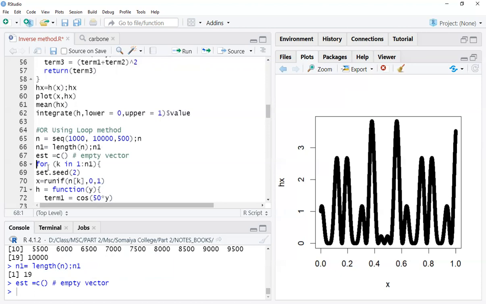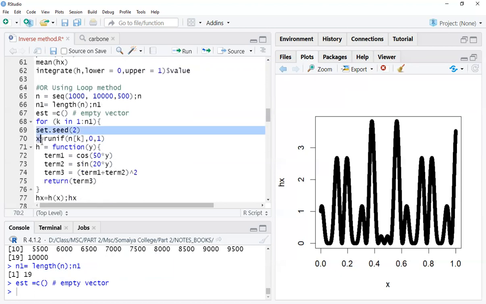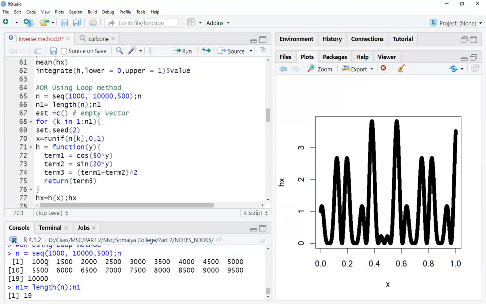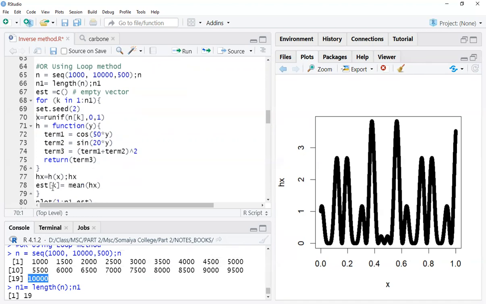Okay. Now just create a loop here. These functions, I have kept the same. The h function remains as it is. And now I'm generating my x observations from uniform having n of k. Okay. n of k means it will take the first value, then the second value, then the third value. So the first time I'm generating 1,000 observations, next time 1,500, next time 2,000, and so on till n1, meaning till 10,000. Okay, and each value I am storing in my k, which is the mean of my h of x.